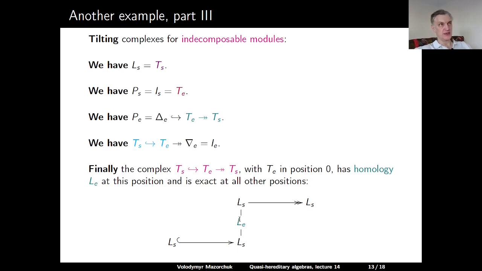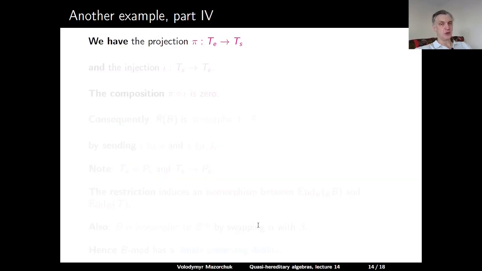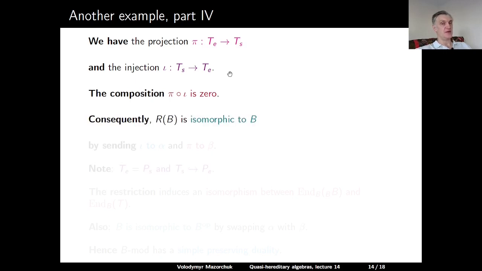So that's the most complicated situation. Now we have a complex of tilting modules where homology is somewhere in the middle, not in the beginning and not at the end. Okay, let's explore this example further. So we have the projection pi from Te to Ts, injection iota from Ts to Te. The composition of pi after iota is 0. This means that the Ringel dual, which is the endomorphism algebra of T plus Ts, is actually isomorphic to the algebra B by sending iota to alpha and pi to beta.